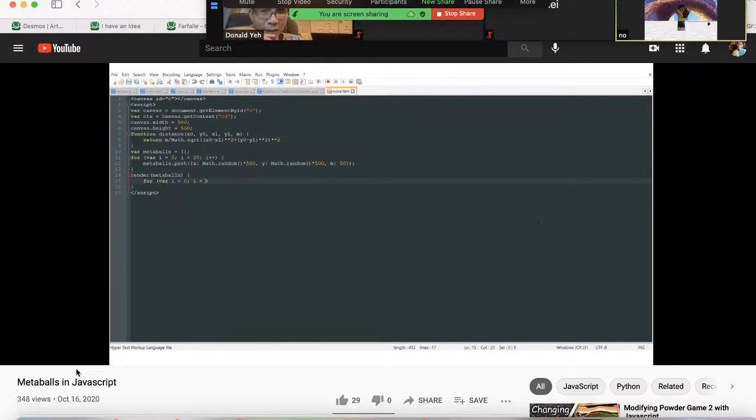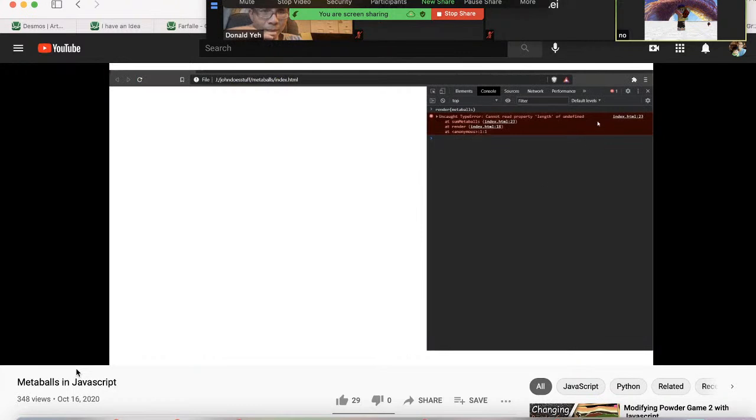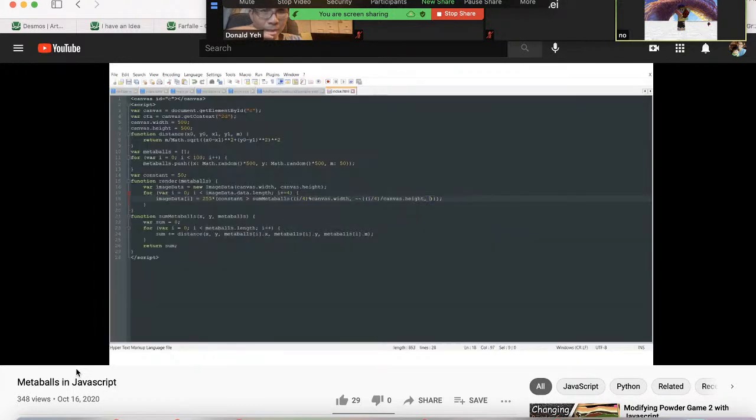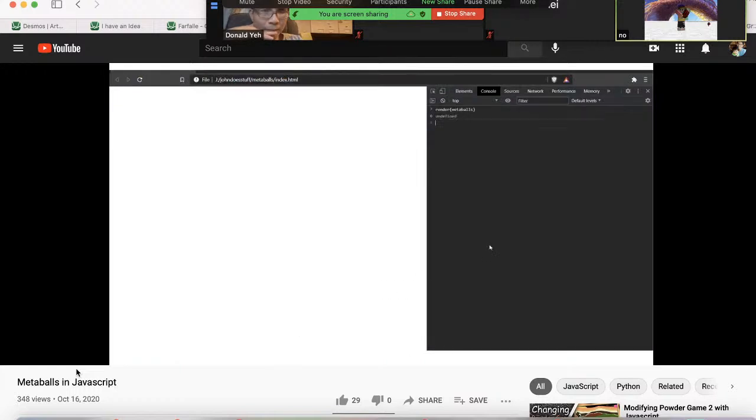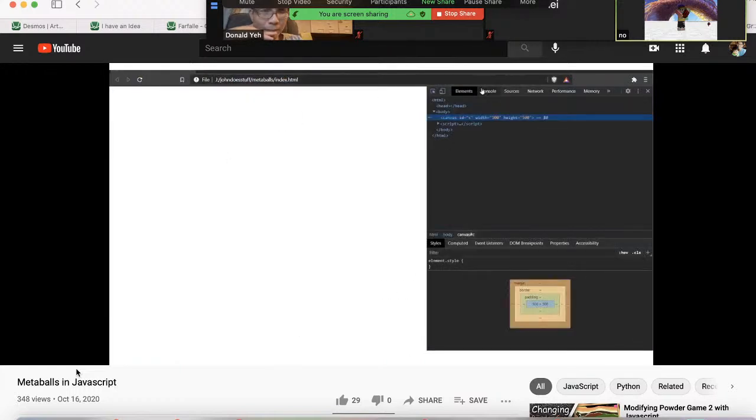Iterate through metaballs. Image data equals that. Then we can just iterate through each pixel in image data. Some metaballs XYZ. And not XYZ, XY metaballs. It's pretty different. Ooh, that's because I'm an idiot and I put it into here. Wrong parentheses. And that would get us... nothing. Nice.